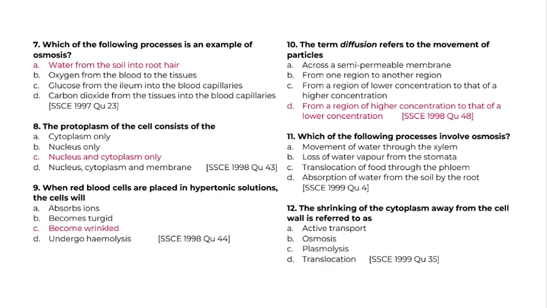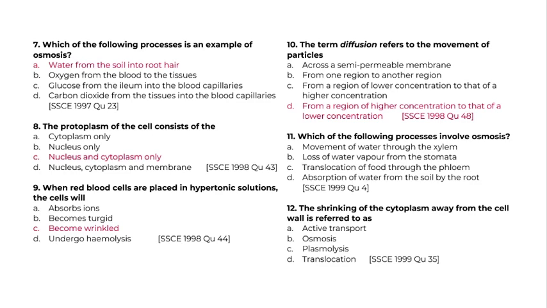If you look at the first one, option A, movement of water through the xylem, and option D, absorption of water from the soil by the root. Now, option B, loss of water vapor from the stomata: osmosis involves movement of water, not water vapor, so option B is out. Translocation of food is also out. Now, movement of water, which is option A, and absorption of water from the soil to the root.